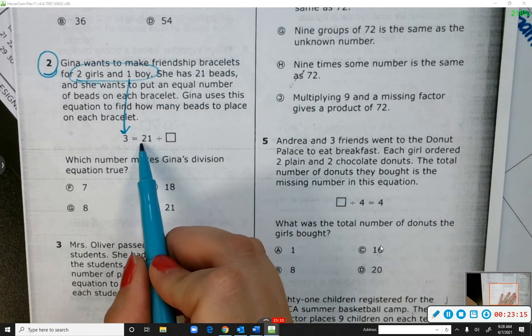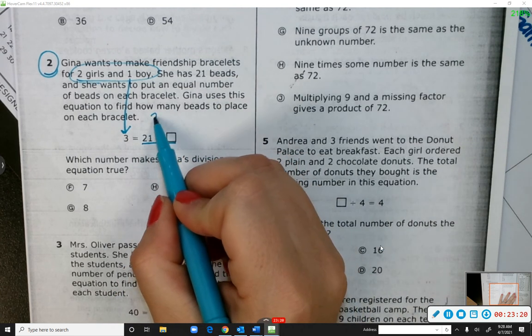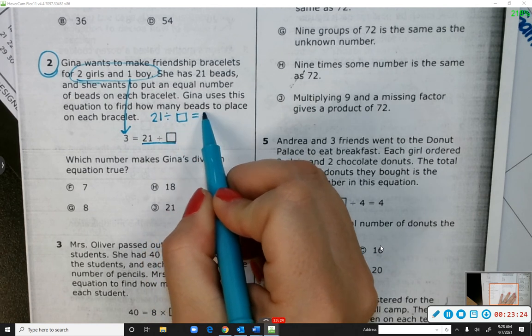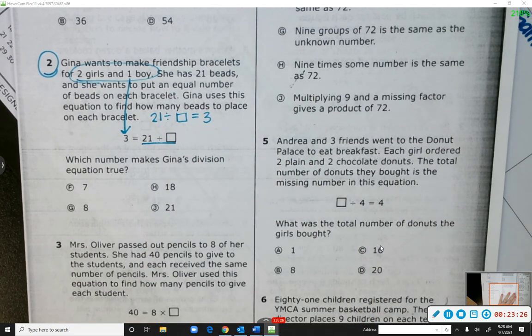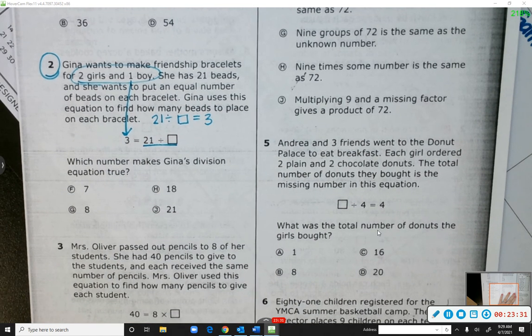So again, we have the problem flip-flopped. Okay, so normally we would see it like this. 21 divided by something equals 3. So go ahead and write it the correct way. If you don't want to look at it backwards, then rewrite it.